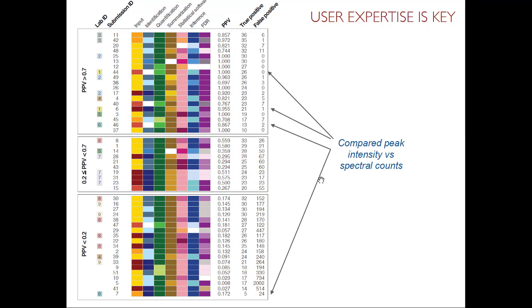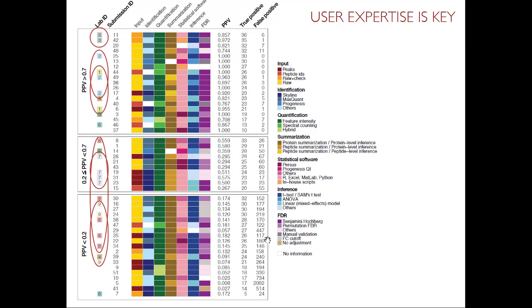Some people decided to compare peak intensity versus spectral count. These are groups which did both, and both looked okay. This one found that one approach is much better than another approach. So even that type of conclusion depends very much on what's going on. We tried different things, and really there's no pattern related to the tools here whatsoever. The only thing we found was this.